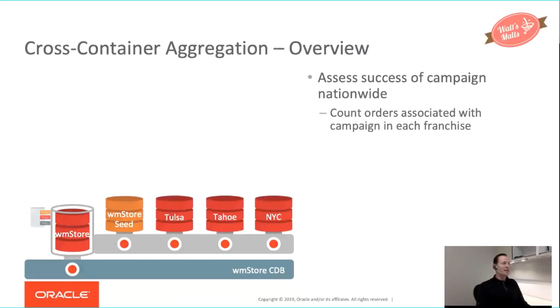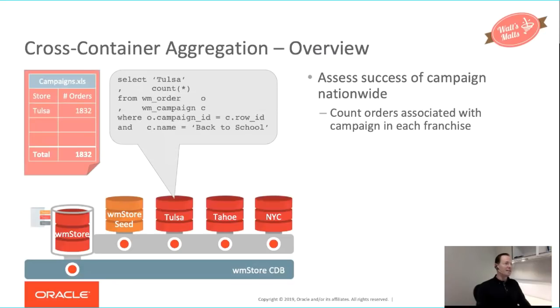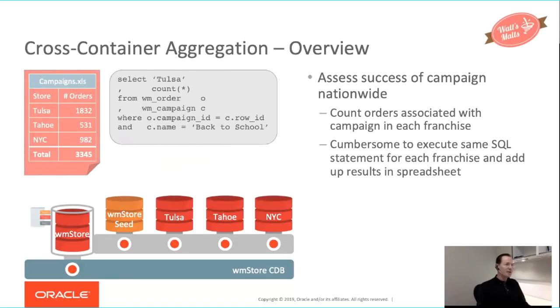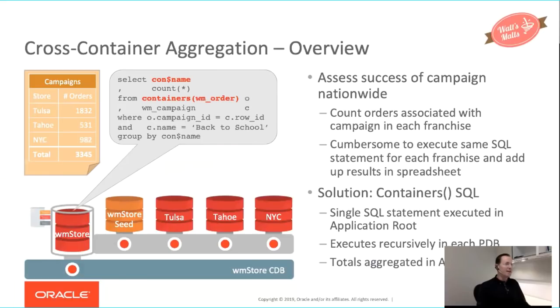Now, another nice thing about installing in the application container model is you can do that cross-container aggregation that I did from CDB root within the application root. And that way you can get a picture of everything that is in all of your tenants. So in the old way, you would have to connect to each of these PDBs and run a SQL statement and maybe plug it into a spreadsheet. And it's cumbersome to execute that and aggregate that. But if you use this container clause like we did on Apex Workspaces, then you can aggregate for everything that's connected to that application root.